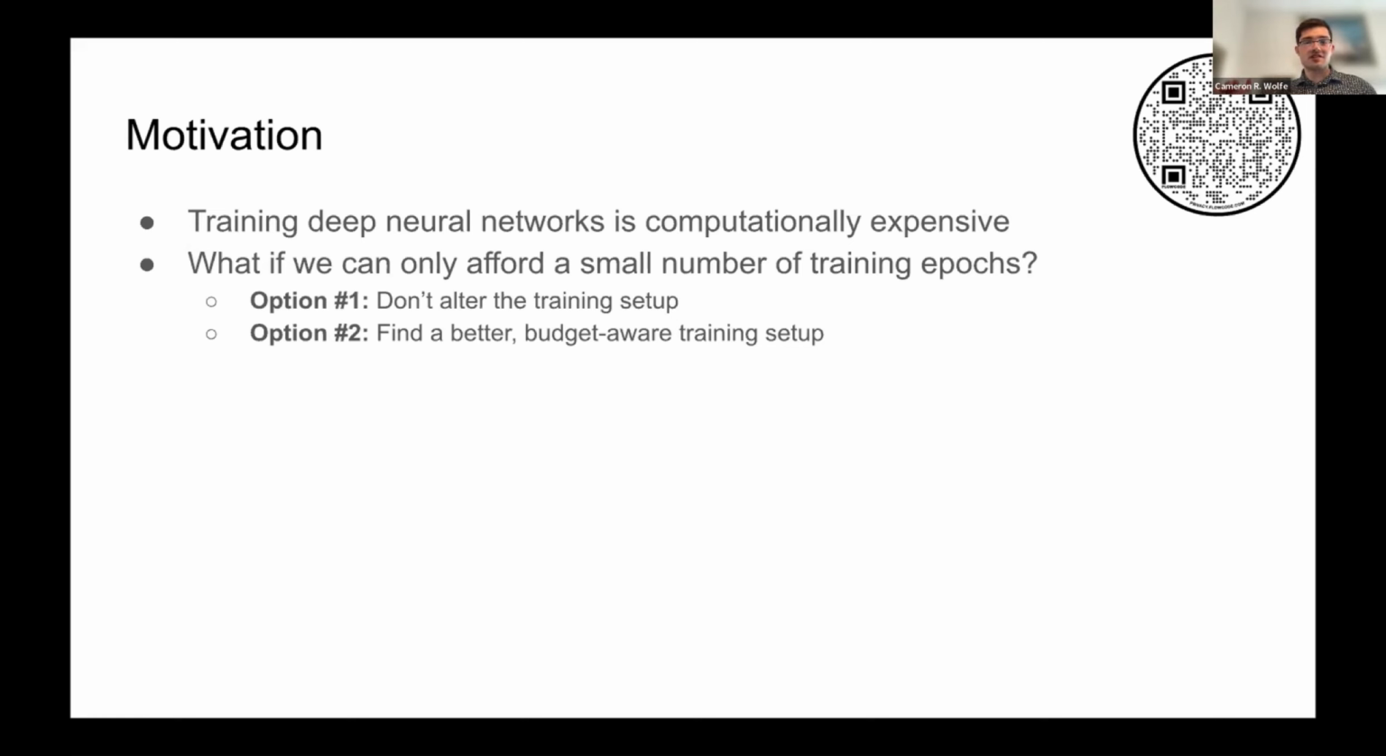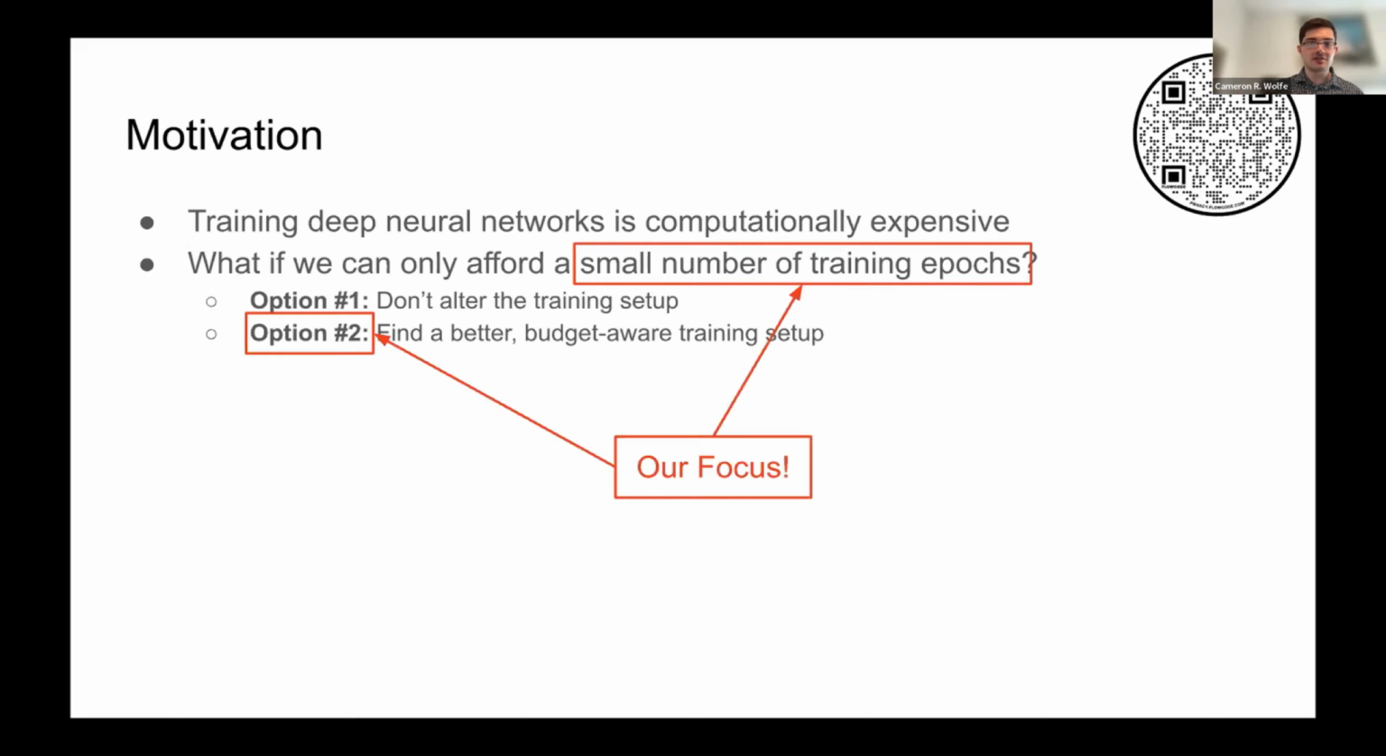One would be to just leave the training setup the same. So we use all the same hyperparameters and settings as if we're training for the full number of epochs. But unfortunately, this doesn't work well a lot of the time. So what we have to do is actually find a better budget-aware training setup for these low budget settings. So that's what this work focuses upon. It's basically looking at training neural networks for shorter numbers of epochs than they would usually be trained for, and trying to figure out how to do this properly, particularly how to set our learning rate.